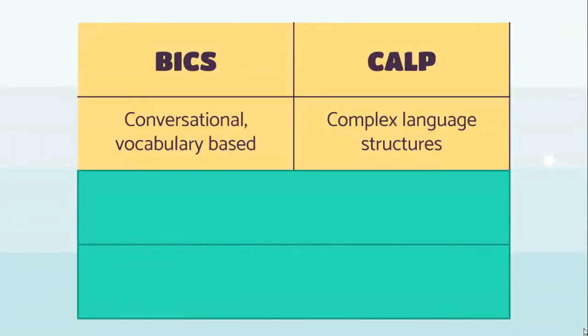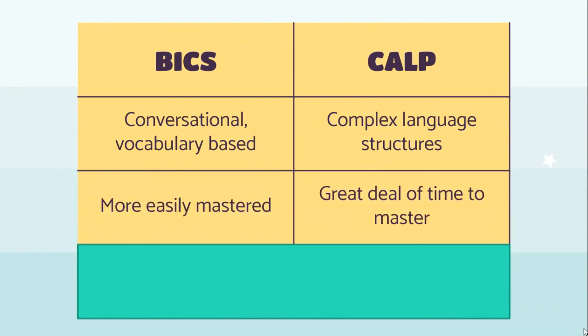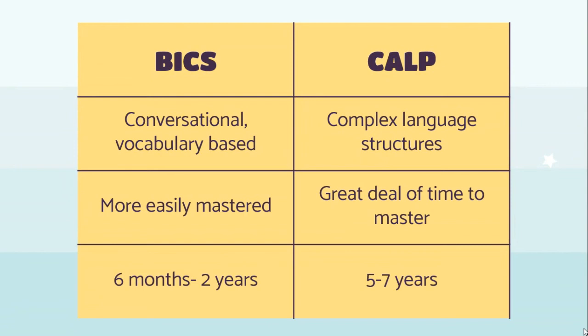For BICS, it's conversational and vocab-based language learning, whereas CALP is complex language structures. BICS is more easily mastered as it's more verbally done through listening and speaking, whereas CALP takes a great deal of time to master because you're looking at the language structures and rules of the language. BICS can take 6 months to 2 years to develop, that's your conversational language, but to actually have an understanding of the language structures can take 5 to 7 years for language development.